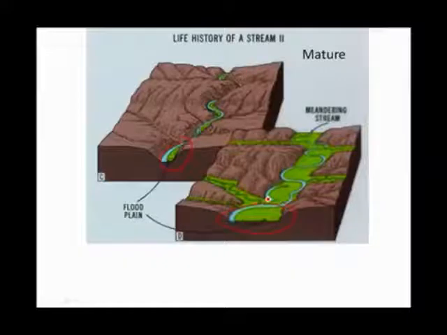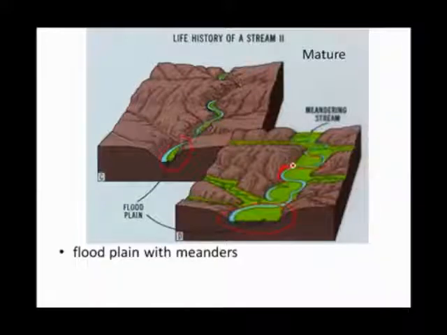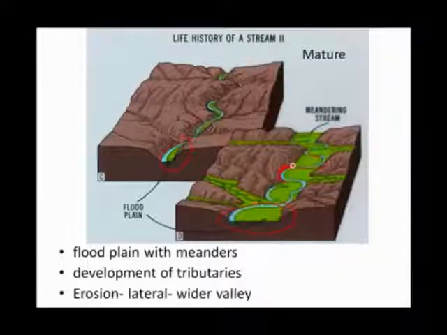If you have a floodplain, then the stream starts to loop along it. These loops are called meanders. And when a meander hits the side of the bedrock, it erodes it by lateral erosion. But we're also starting to form some tributaries. So floodplain with meanders, development of tributaries, and lateral erosion are the hallmarks of a mature river.